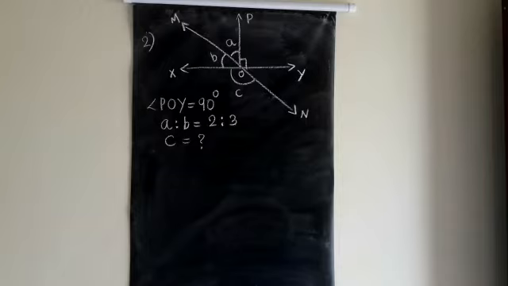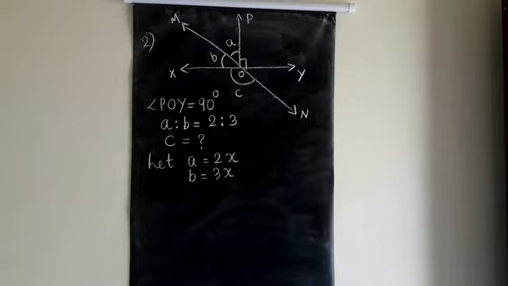And one more thing, here the ratio of a and b is given as 2:3. So first you take a equal to 2x and b is equal to 3x. After that, from the figure, what is the sum of a and b? The sum of a and b is equal to 90 degrees. So we can add a and b and it is equal to 90 degrees. That is 2x plus 3x is equal to 90 degrees.